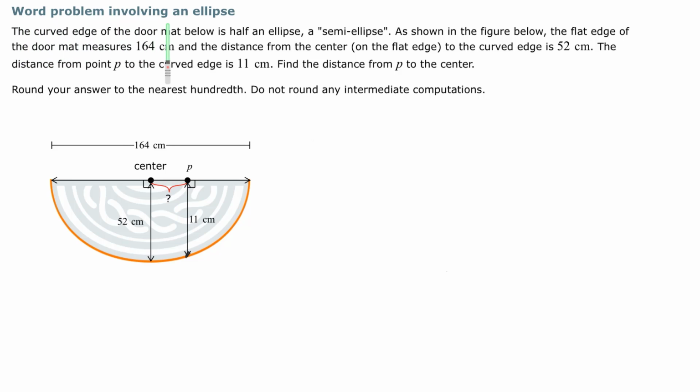A word problem involving an ellipse. The curved edge of the doormat below is half an ellipse, a semi-ellipse. As shown in the figure below, the flat edge of the doormat measures 164 centimeters, and the distance from the center to the curved edge is 52 centimeters. The distance from the point P to the curved edge is 11 centimeters. Find the distance from P to the center. Round your answer to the nearest hundredth. Do not round any intermediate computations.